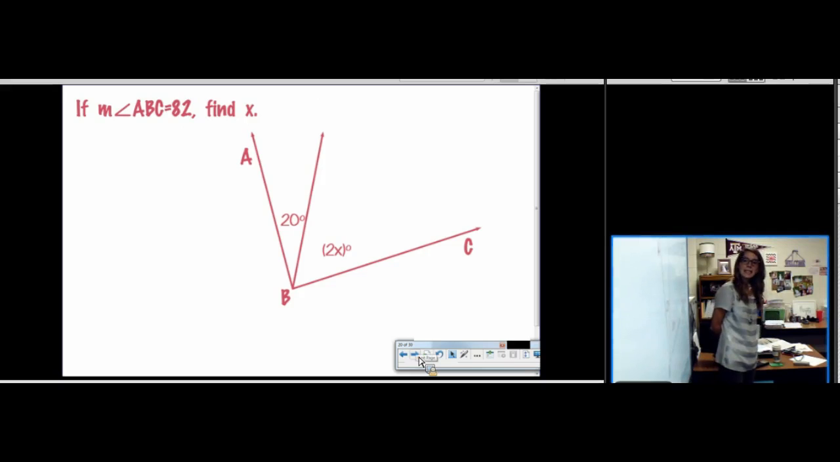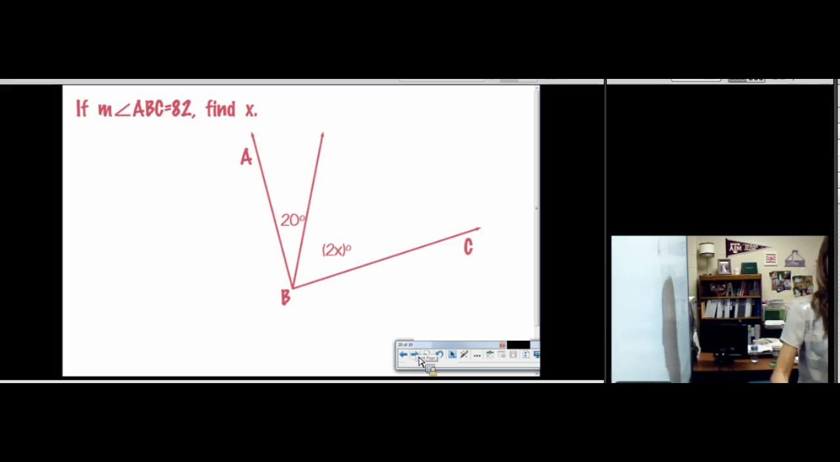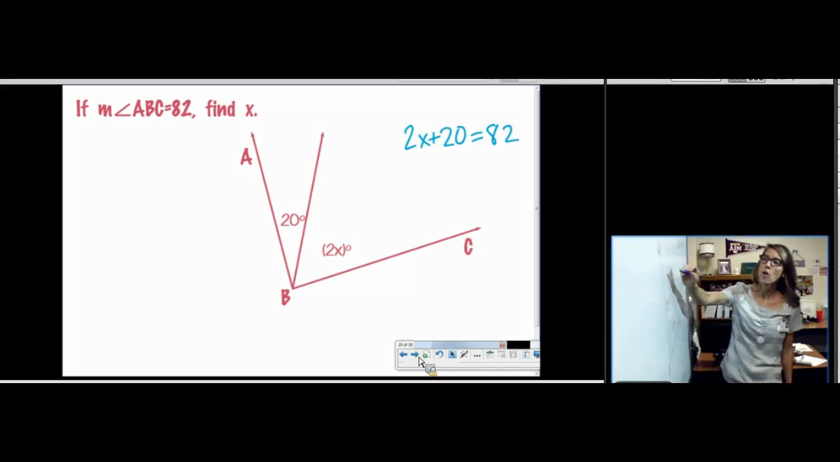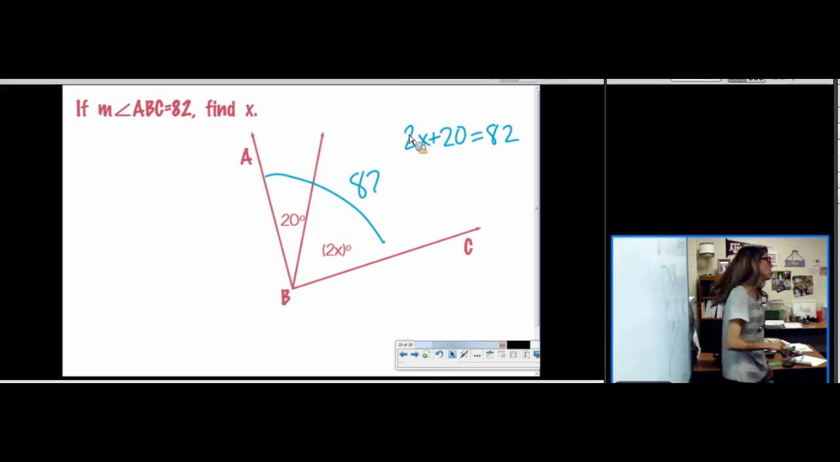Angle ABC is 82. Find x. Helen, give me the equation. What do I write? 2x plus 20 equals 82. Awesome. So the whole angle is 82. We do our simple method, it's not really an equation: part plus part equals whole. This is part, 82 is the whole thing.